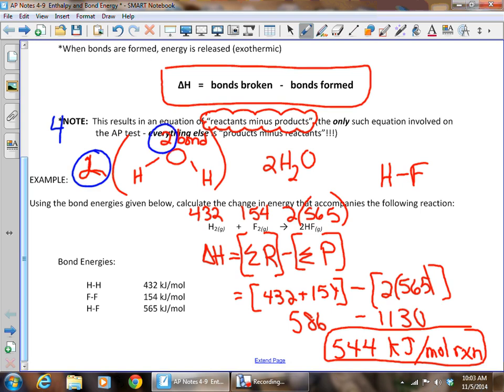So keep that in mind if you're dealing with any kind of compound that's not just a single bond compound, that you have to add up the bonds inside it and then multiply by the coefficient in order to come up with the correct value.